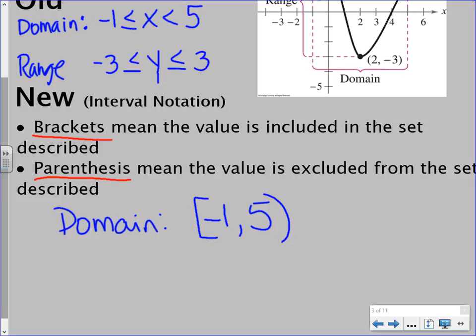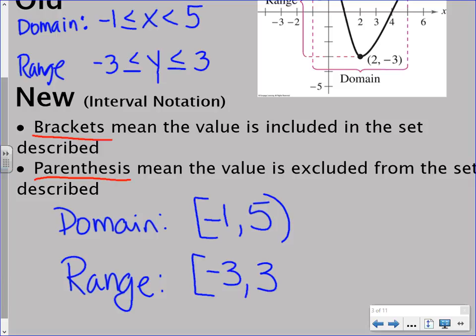Okay? So it's going to look similar to an XY coordinate, but it's not. It is an interval. We begin and include -1. We stop and don't include 5. Okay? So our domain is [-1, 5). Our range. Okay? Our range begins at -3 and stops at 3. Since both endpoints are included, they get brackets. So our range is [-3, 3].